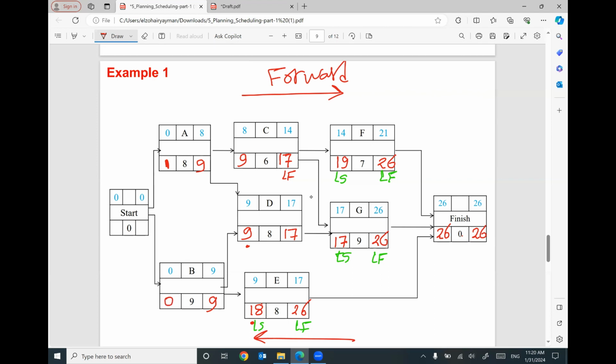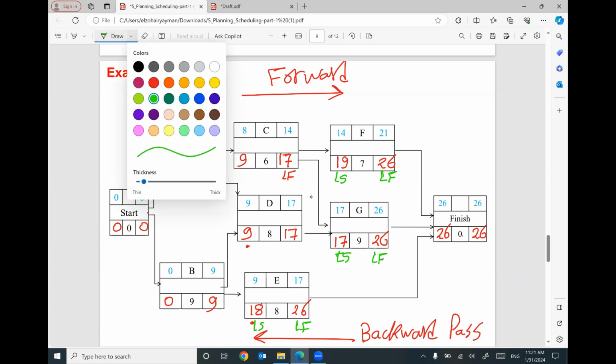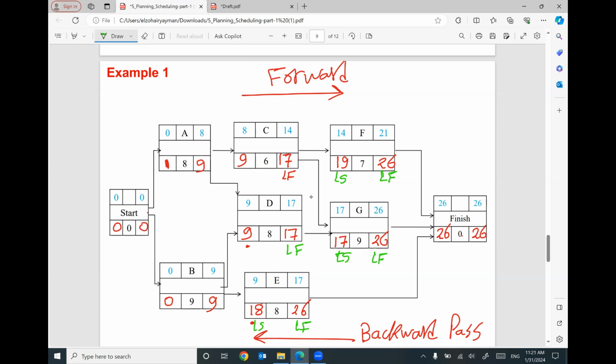Does that make sense? So we have 0 and 1 coming back to the start. Which one am I going to use? I'm going to use the smallest number, which is 0. 0 minus 0 will be 0. We are good. Does that make sense? So for the backward pass, I succeeded in figuring out the late finish and the late start for each activity. That makes sense?